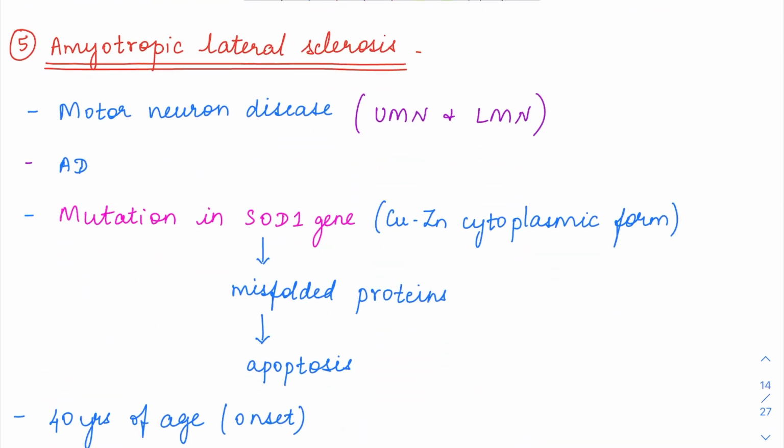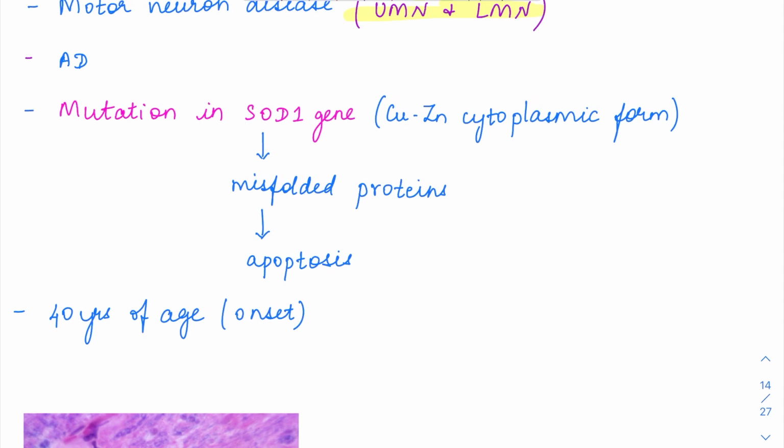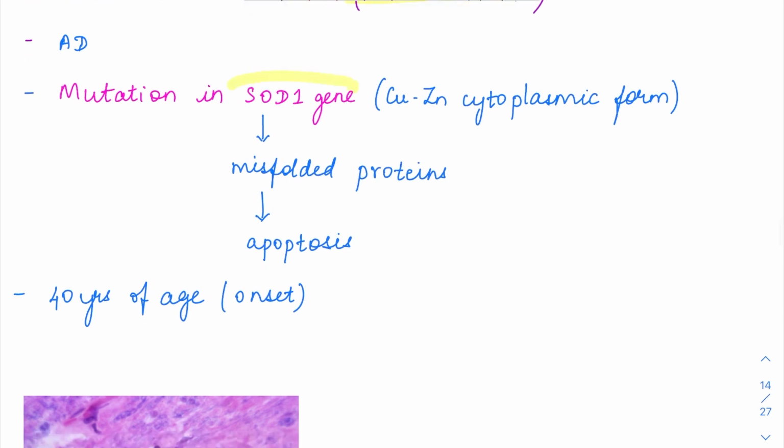Then the next neurodegenerative disease is amyotrophic lateral sclerosis. It is a motor neuron disease in which there is going to be both upper motor neuron and lower motor neuron defect. So this is very important, and it is an autosomal dominant disease. And here the mutations will be involving the SOD1 gene. So SOD1 stands for superoxide dismutase. So superoxide dismutase, we all know it is an antioxidant enzyme, right?